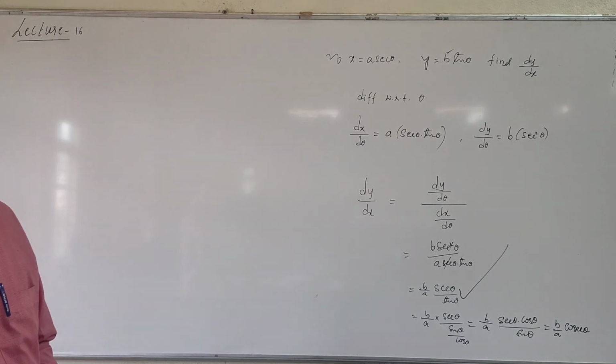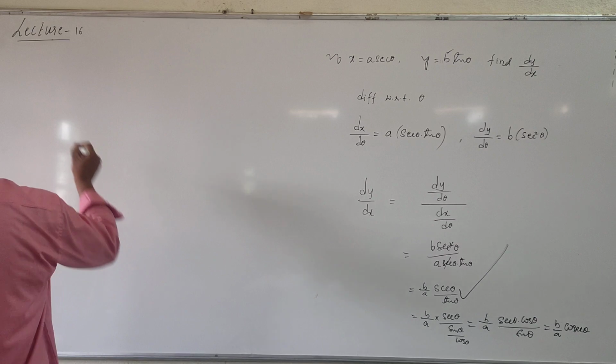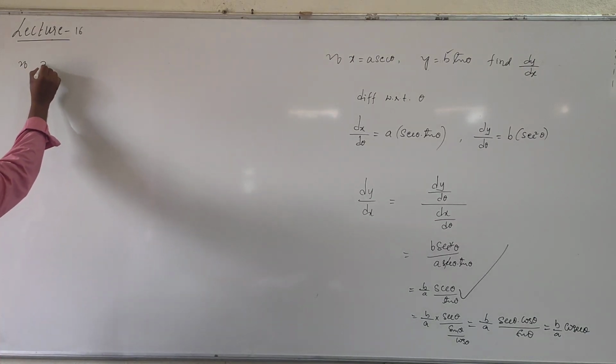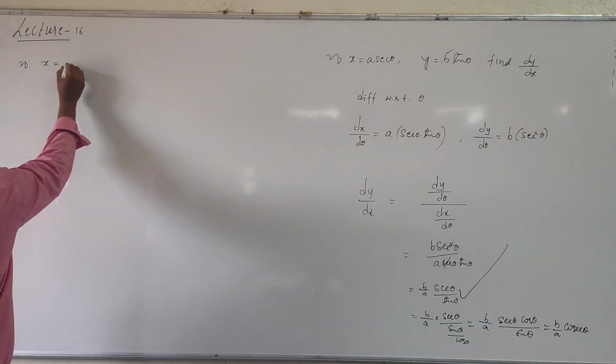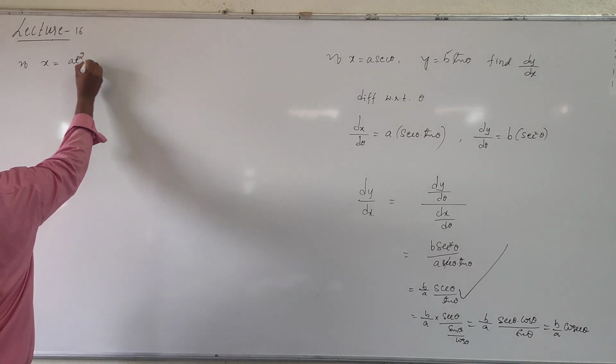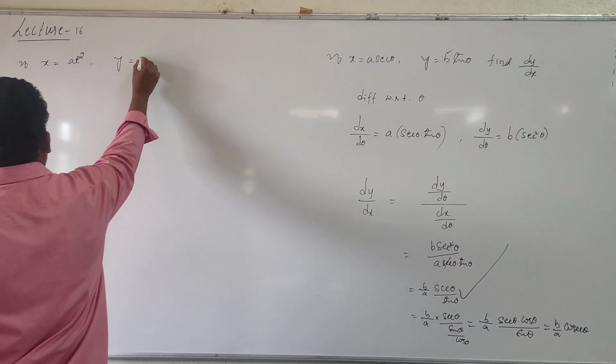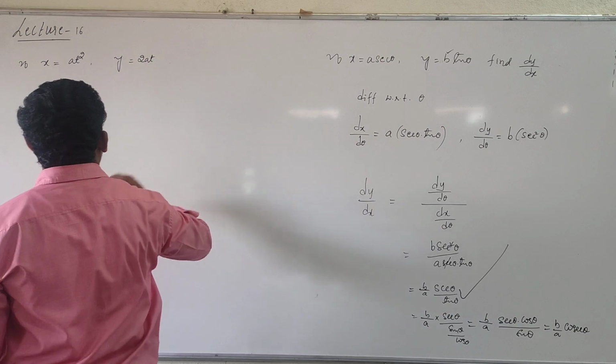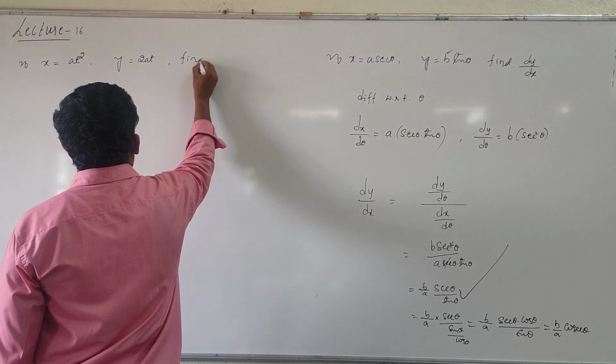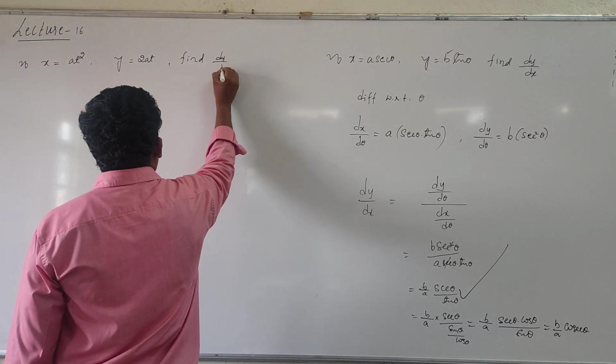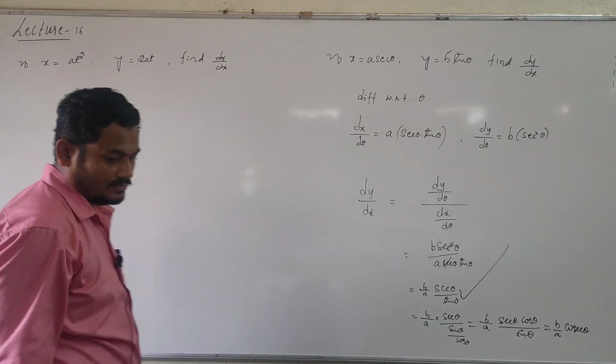Next problem. If x equal to a t square, y is equal to 2at, find dy by dx. Right?